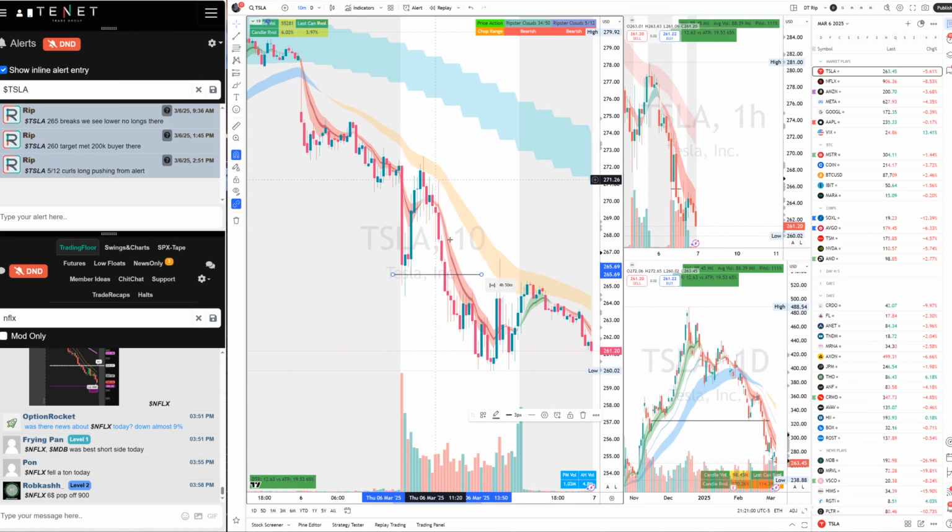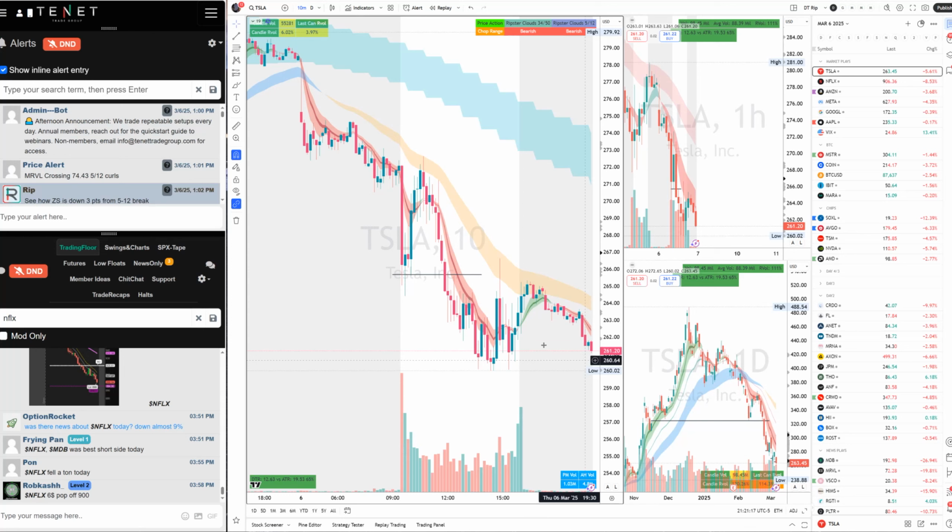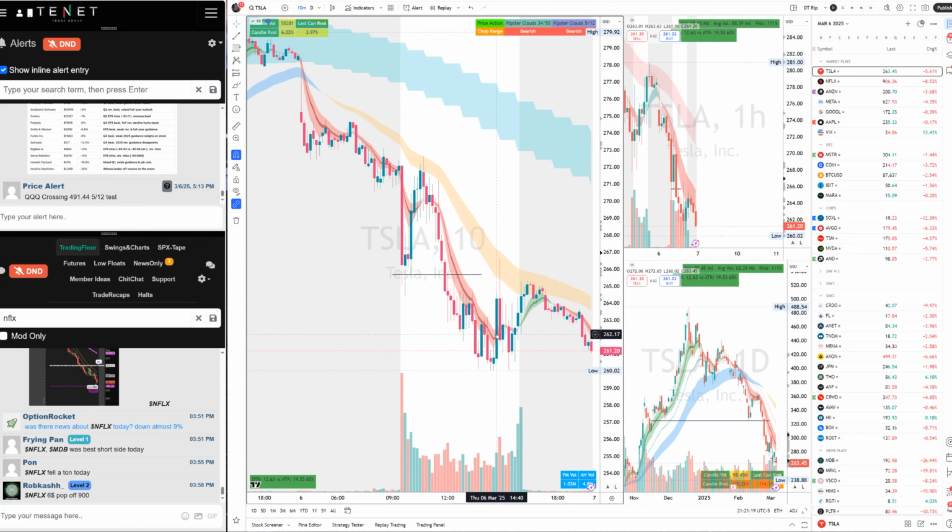512 break short, 34.50 reject. It was a nice fade, nice 100% on the puts as well. It did hit my 260 target end of the day, but there was a huge seller at 260 which helped it out. And we covered our short here, and it was kind of a long, but again, the long rejected and the calls were a loser.